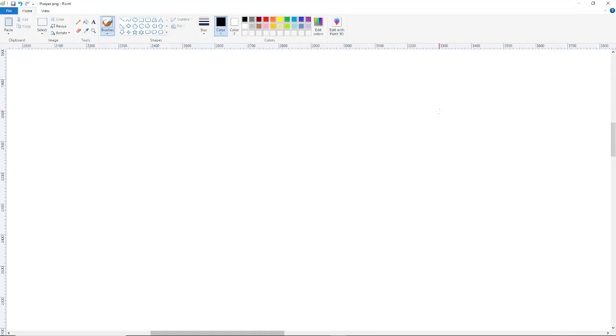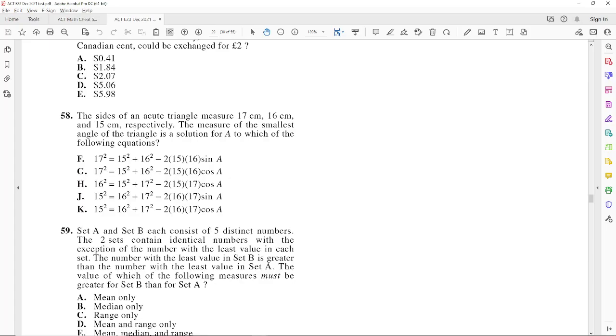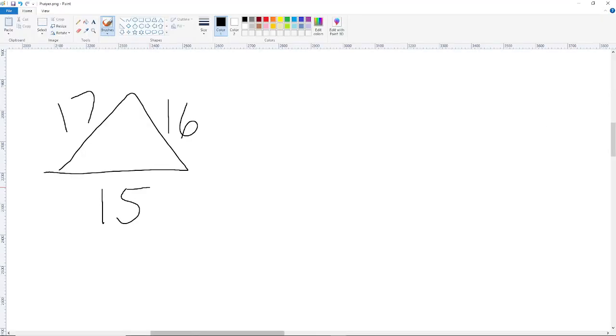It says the sides of an acute triangle are 17, 16, and 15. All right, I'm going to draw this triangle. 17, 16, 15. And then it says, the measure of the smallest angle of the triangle is a solution for A to which of the following equations? So I guess they want to call it angle A. Well, which angle is angle A?